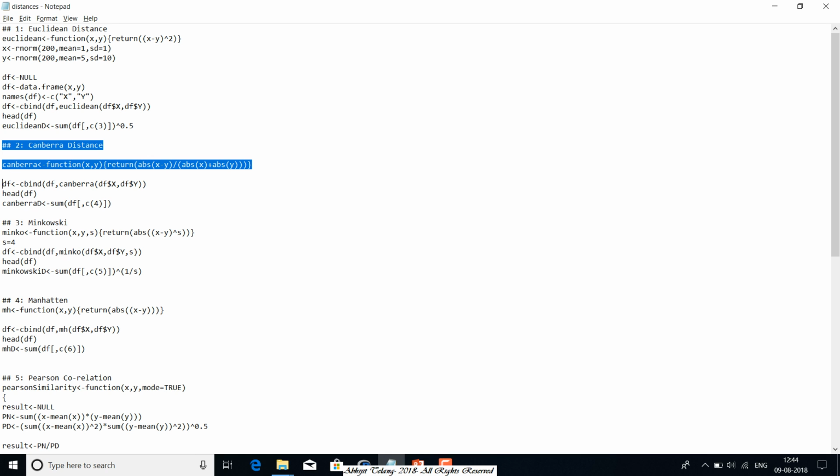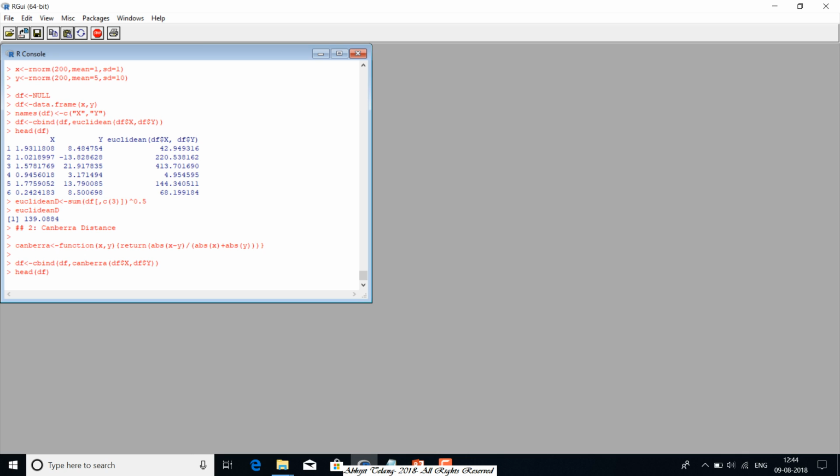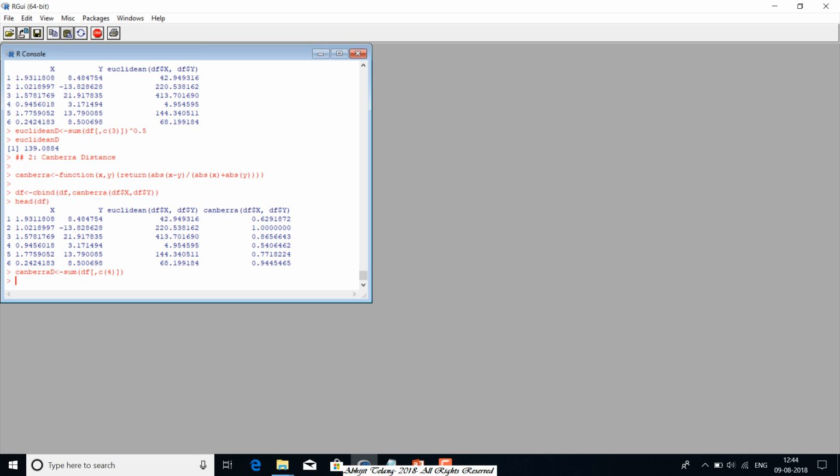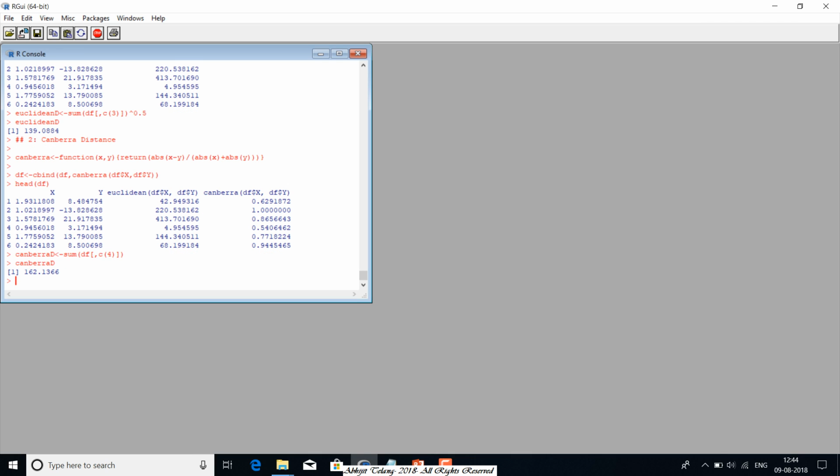So I'll quickly look at this. So that's the fourth column added, and the value of Canberra distance is 162.